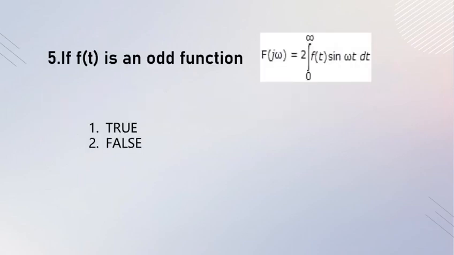If f of t is an odd function, F of j omega is equal to 2 into integral 0 to infinity f of t into sine omega t into dt. If f of t is an odd function, F of j omega is an even function. So the answer is false.